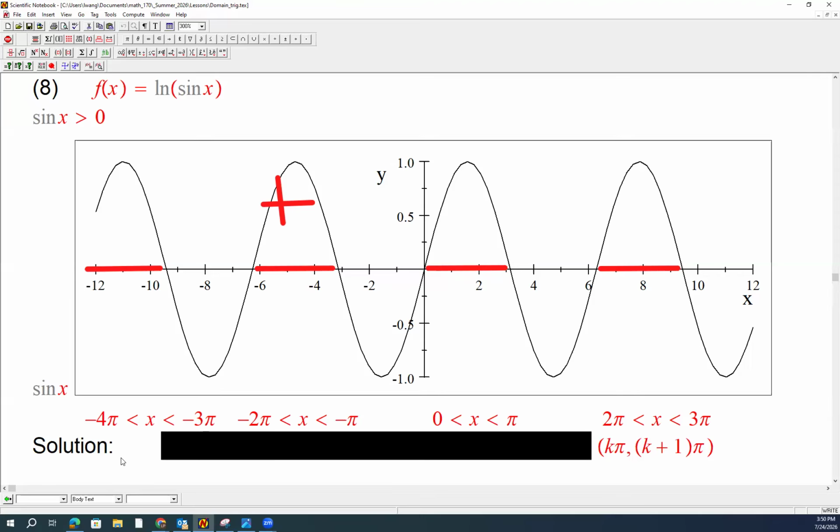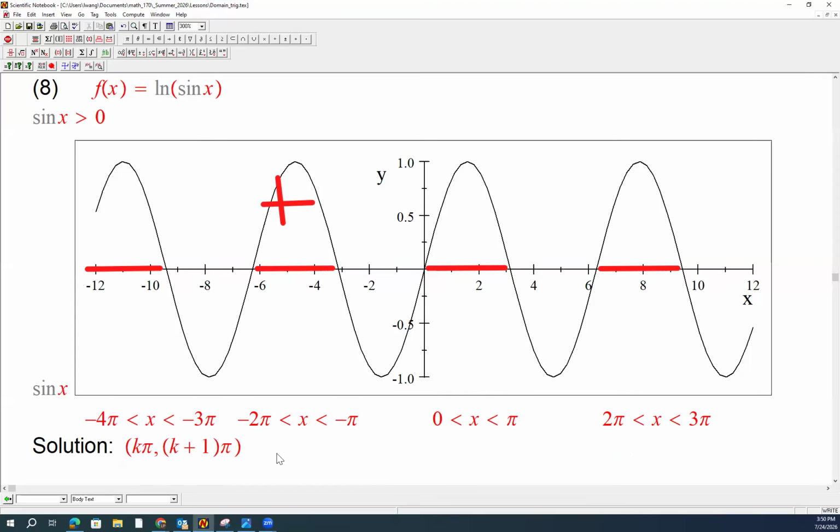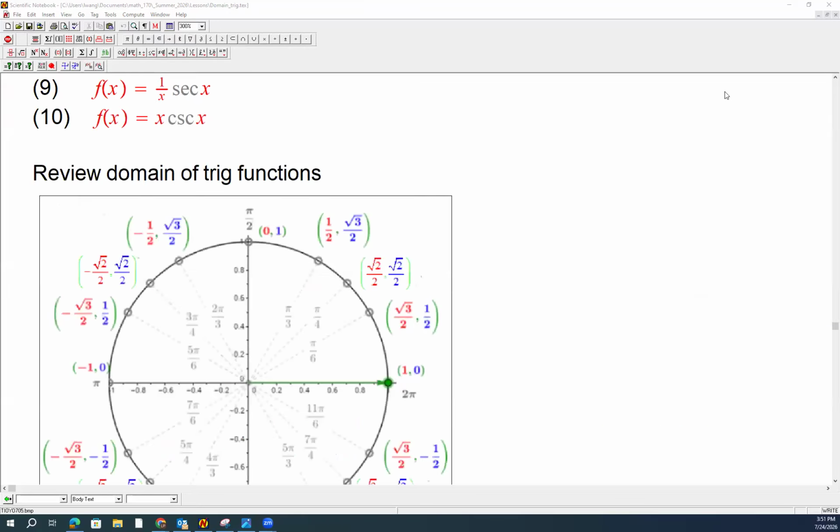So this would be the general form of the solution, where k is an integer. The solution is that x should be in any one of these intervals, then x sine x will be positive. Here we go. Are we almost there? Yes, let's go. Two more.